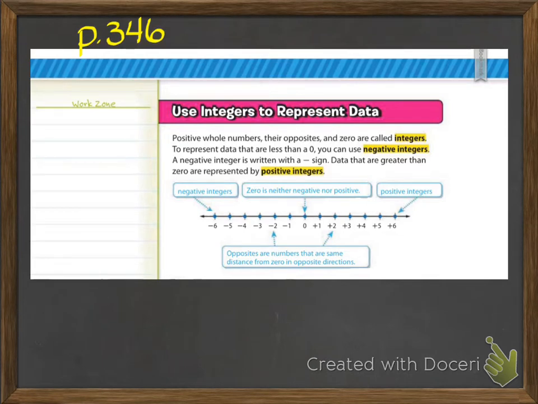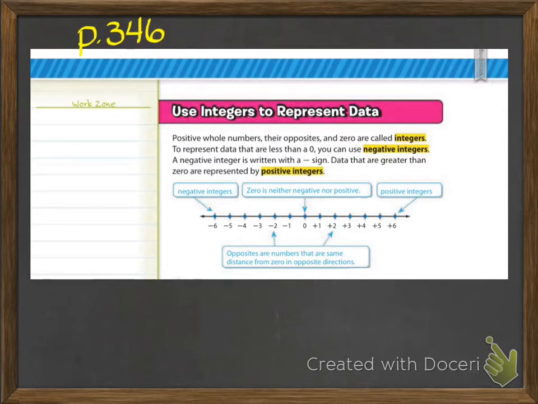Now, data is just a group of numbers. That's what the word data means. So integers, let's talk about what an integer is. An integer, you guys, I like to think of it as a number, but it is a number that you would pretty much find on a number line. It'll be positive numbers and negative numbers, including 0.